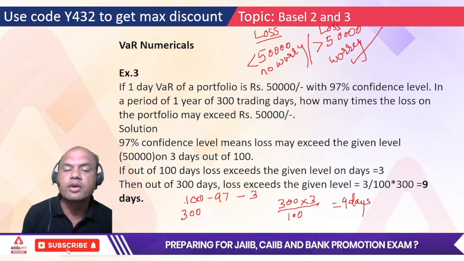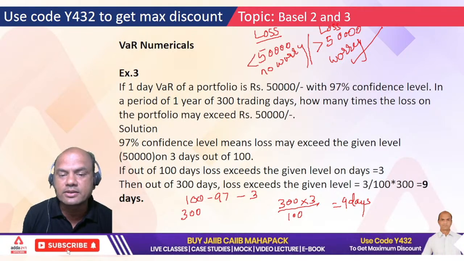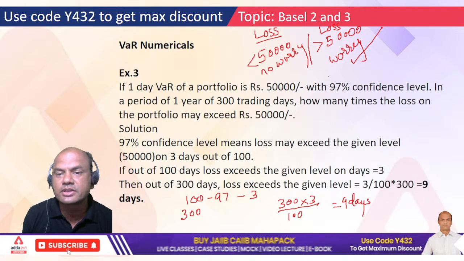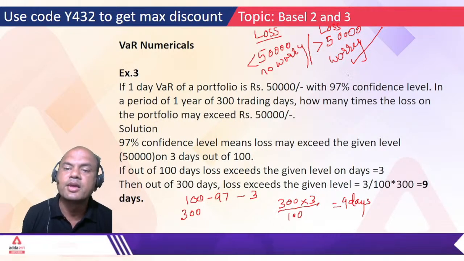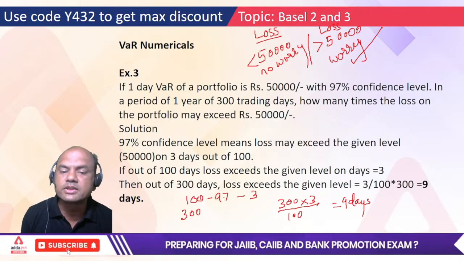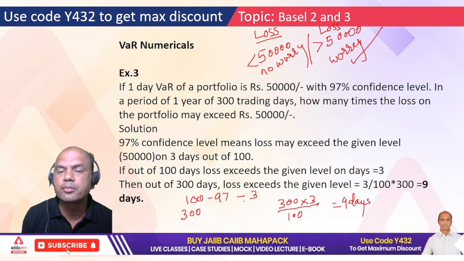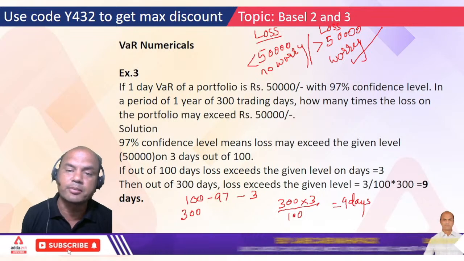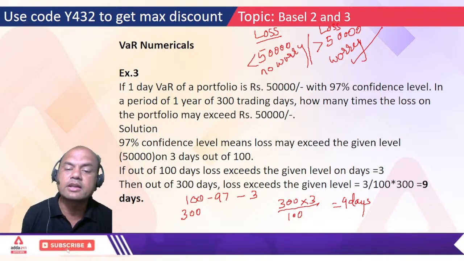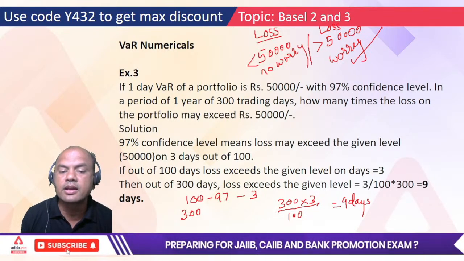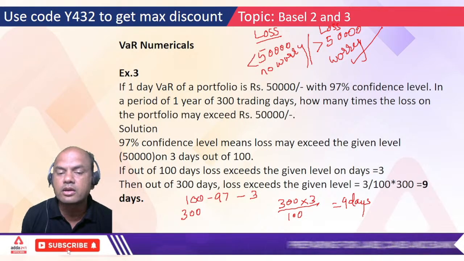Okay, so 100 out of 100, 97 days. See here, 97% confidence means out of 100, 97 days my loss is good, means up to 50,000, but 3 days it is bad, beyond 50,000. So I have to look at this bad part. So out of 100, 3 days. So out of 300, it is 300 into 3 direct proportions.